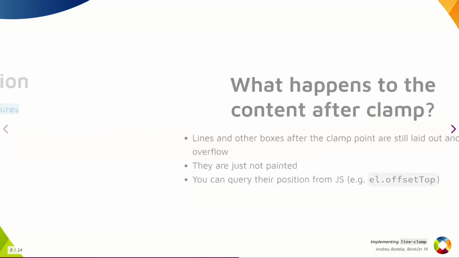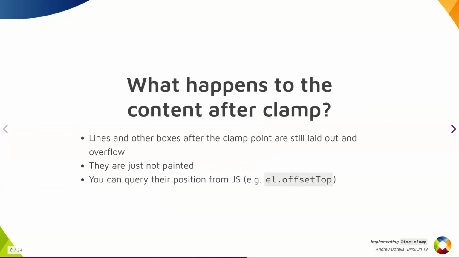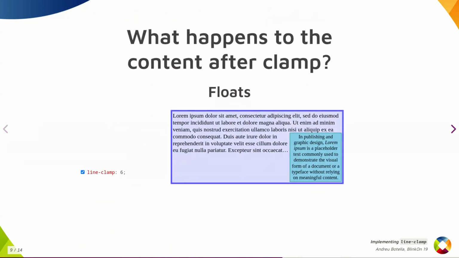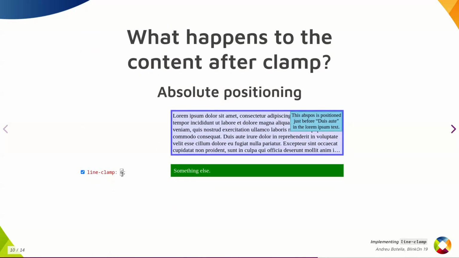Our implementation of line-clamp builds on the existing -webkit-line-clamp behavior, which means content after the clamp is still laid out and overflows. It's just not painted. In fact, you can query its position from JavaScript. For simplicity, floats and absolutely positioned elements are either completely painted or completely hidden, depending on whether they are before or after the clamp point in the DOM. So for abspos, this does not depend on where it's positioned.